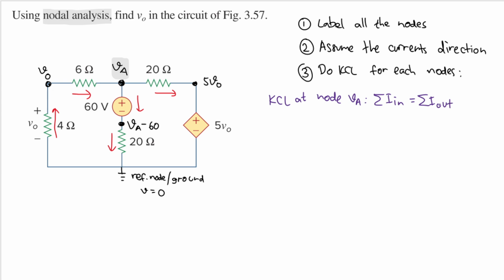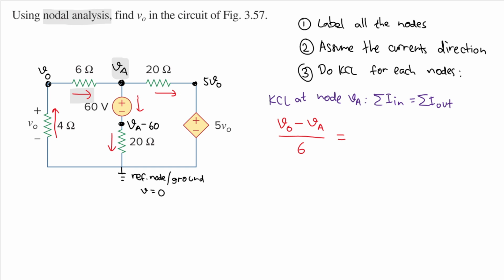Good. And here, the only current that goes in is this one, right? And we need to calculate that using Ohm's law. We can calculate that by using V0, where the current comes from, minus VA, where the current goes to. Because this is voltage and we need current, we divide by the resistance between them. So we'll have 6 ohm, like this. Good. And then all the other currents are going out.